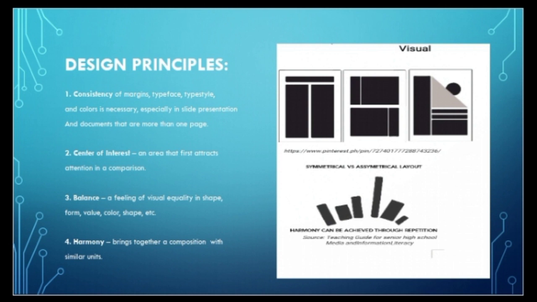Fourth is the harmony, which brings together a composition with similar units. So for example, if your composition was using wavy lines and organic shapes, you would stay with those types of lines and not put in just one geometric shape.